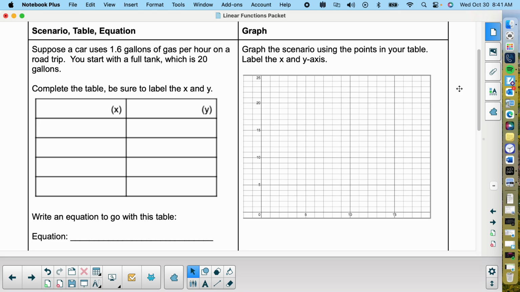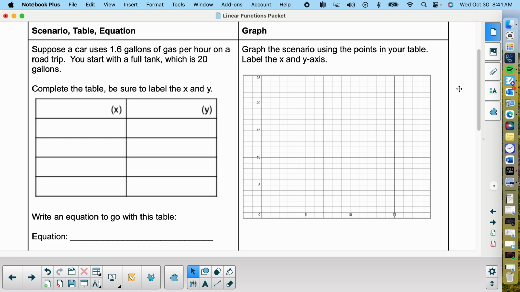Okay, suppose a car uses 1.6 gallons of gas per hour on a road trip. Now, it doesn't matter if that's accurate or not. We just made up some numbers. We're going to go with it. A full tank has 20 gallons. Okay.